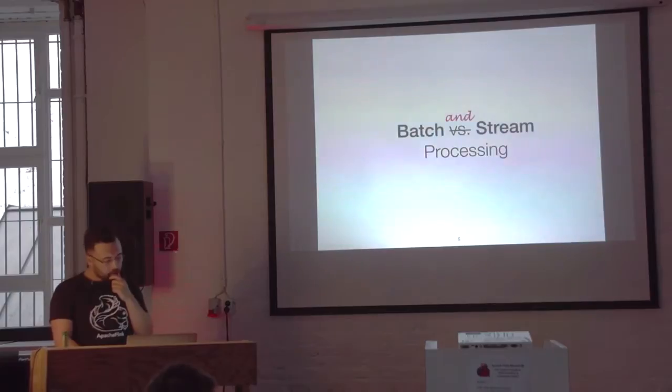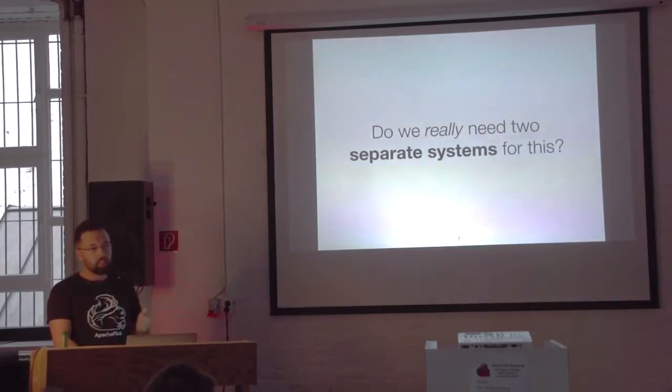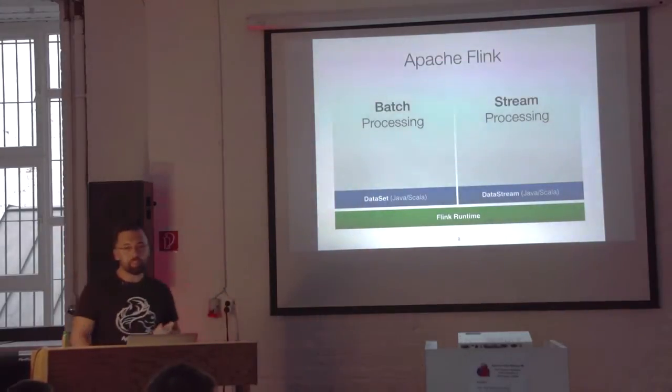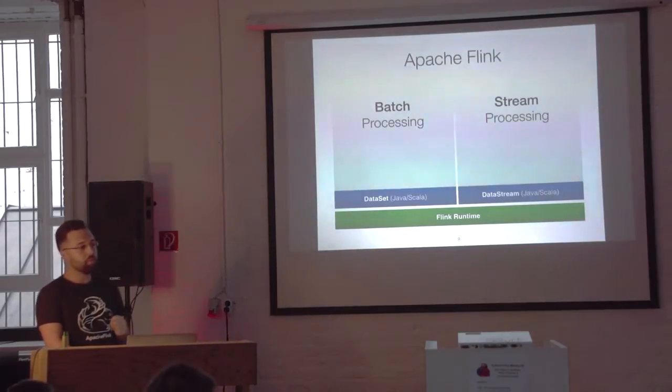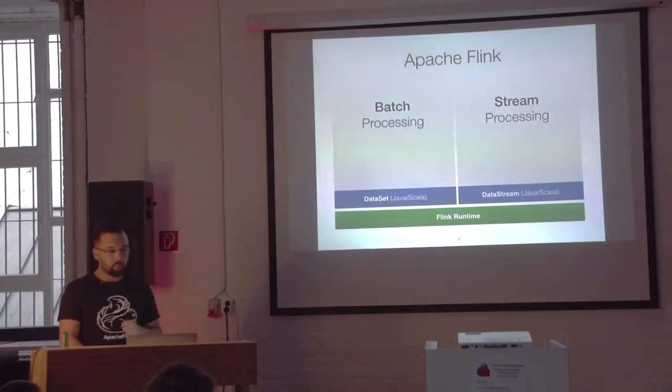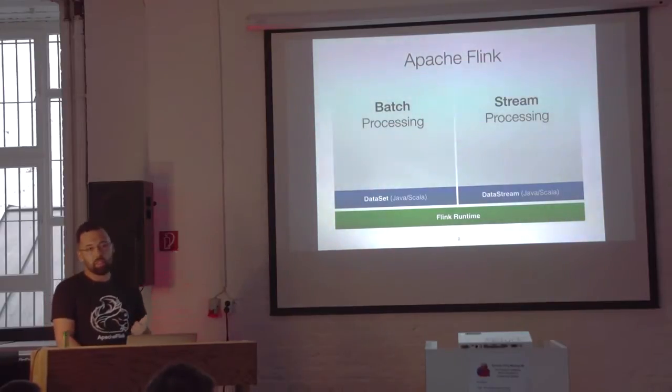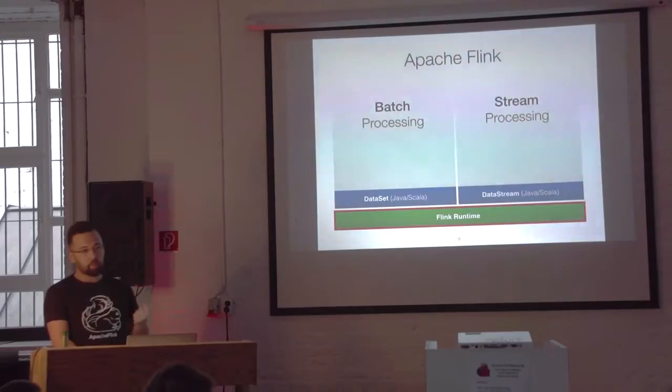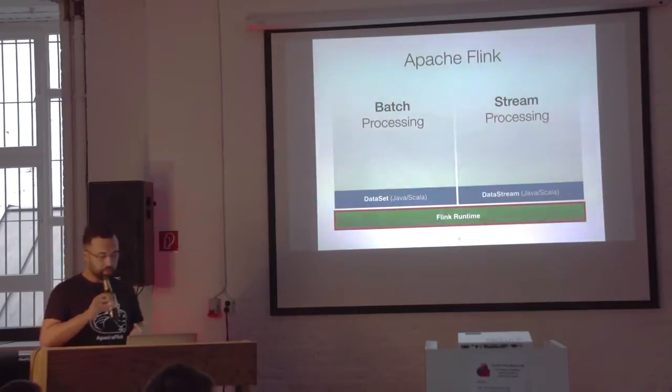So the question is actually, do you really need separate systems for this kind of processing? So do you really need a different system to do this batch kind of processing and do this stream kind of processing? For Flink, the answer is no. If you are familiar with Flink, have used it, you will know the DataSet API, which is essentially the API for batch processing, and the newly introduced DataStream API for stream processing. And the thing to highlight here is that both run over the same runtime. So there's one runtime which supports different kinds of processing.